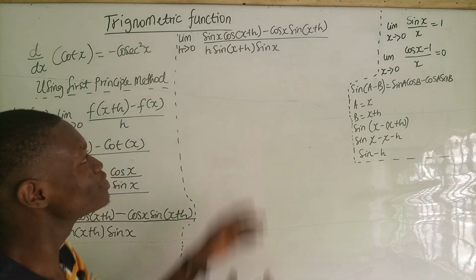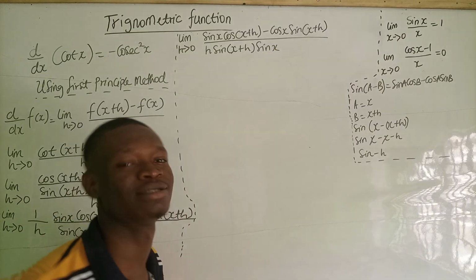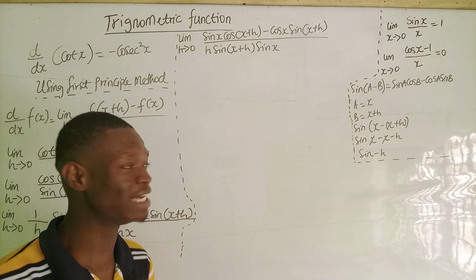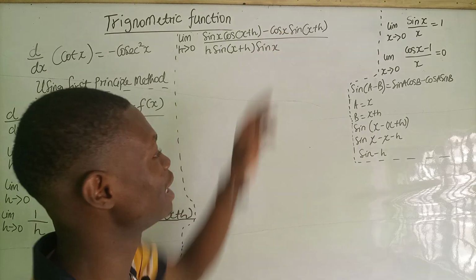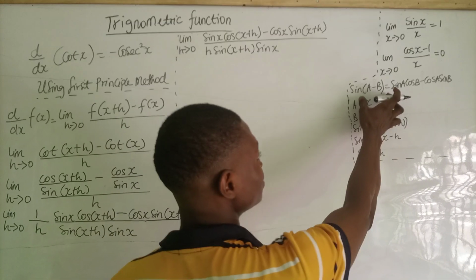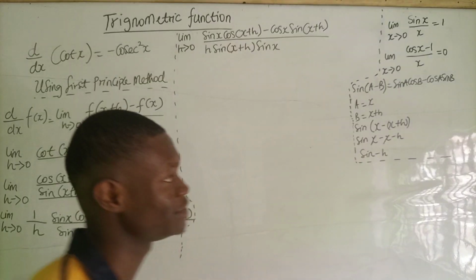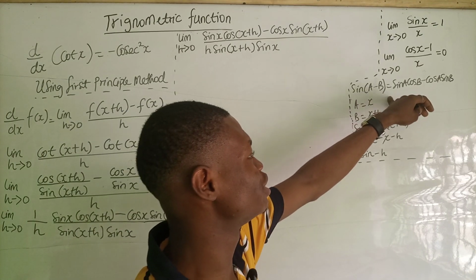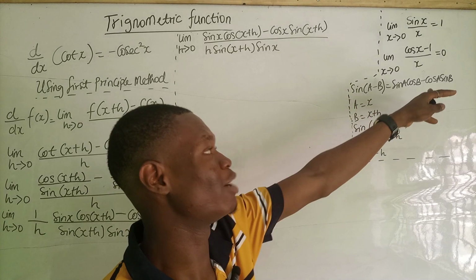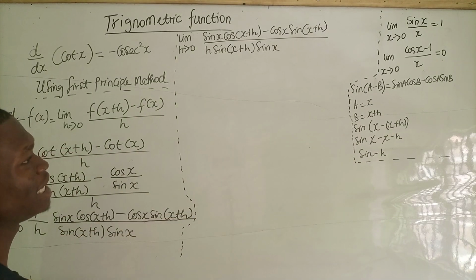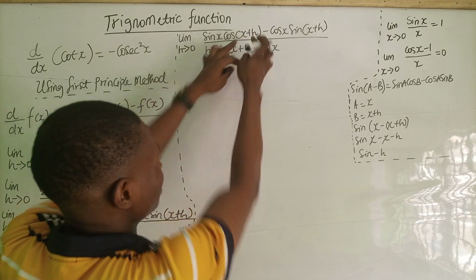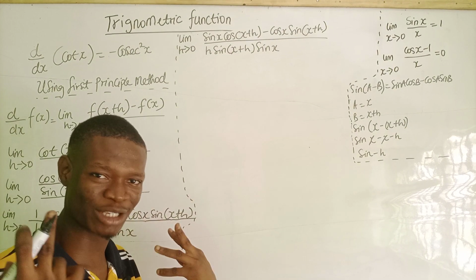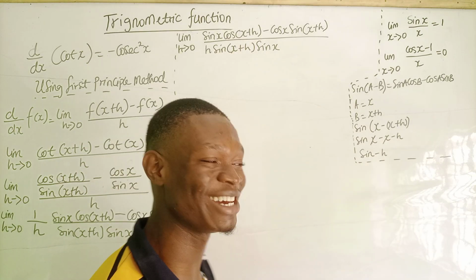What are we going to do? If we keep on expanding this thing, that means this whole board will be full. So we are going to apply common sense. Remember, we have minus here. And remember in our compound angles that sine A minus B is equal to sine A cos B minus cos A sine B. Can we apply it here? We are seeing sine x cos x plus h minus cos x sine x plus h. Can we reason out something? Yes, we can reason out something.